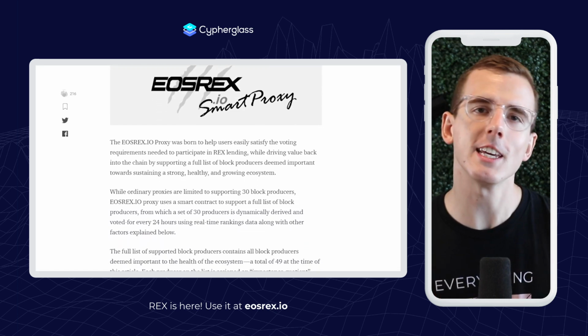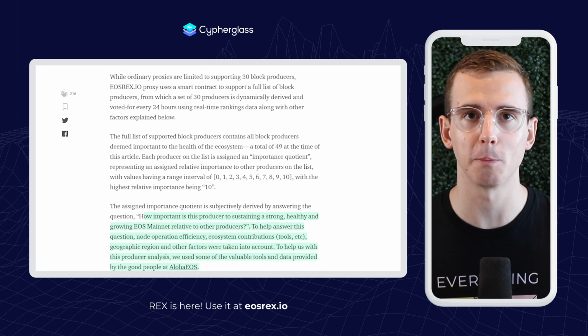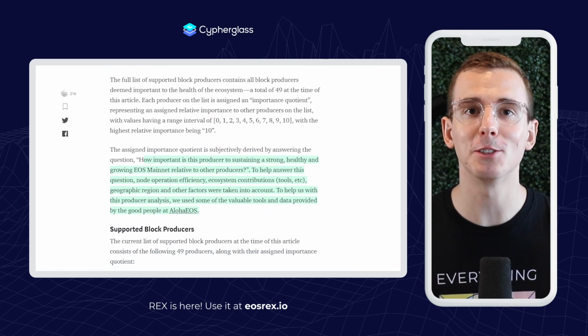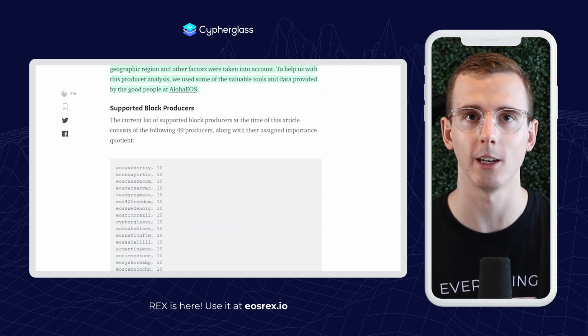You see, right now on EOS, you're limited by a proxy or a user to vote for only 30 block producers. But as we all know, in our daily struggle of choosing who to vote for, there are way more than 30 qualified block producers on the EOS mainnet.